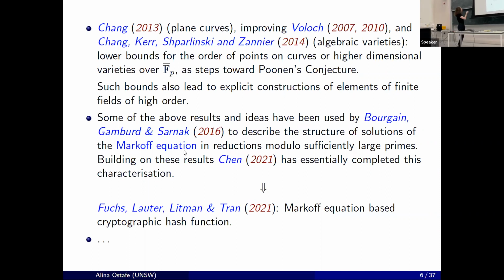Some of these results have also been used in the work of Bourgain, Gamburd, and Sarnak to describe the structure of solutions of the Markov equation in reduction modulo sufficiently large primes. Building on their work, Chen recently completed this characterization. And this has also been used recently to define a Markov equation-based cryptographic hash function by Fuchs, Lauter, Liebeck, and Tran. So these are just some applications of unlikely intersection problems or GCD problems that I'll mention in this talk.